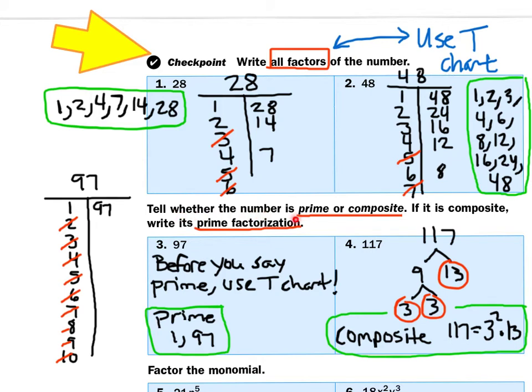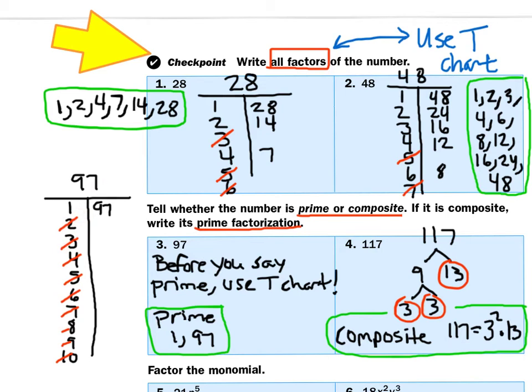It says, tell whether the number is prime or composite, and if it is composite, write its prime factorization. All right, so take a look at 97, and I know everybody wants to say, oh, 97, it's a prime, but before you say it's a prime, you better use the T-chart because your book is going to try to trick you, okay? So here's what I'm talking about. Put the 97 up above and do a T, and of course 1 times 97 works. 2 does not work because it is not an even number.